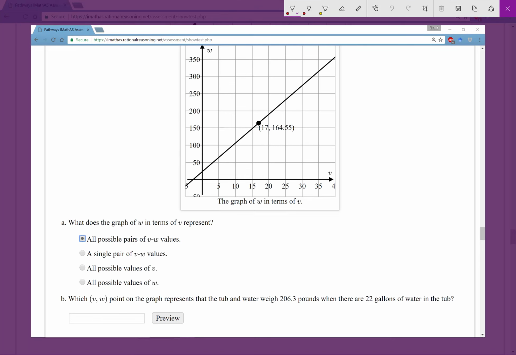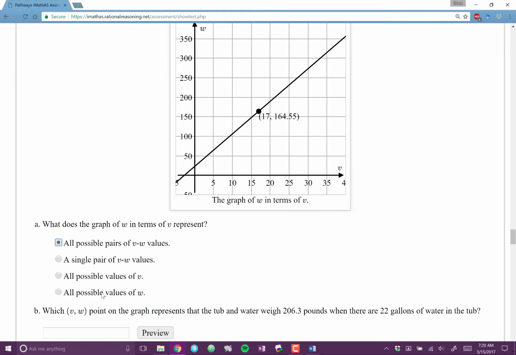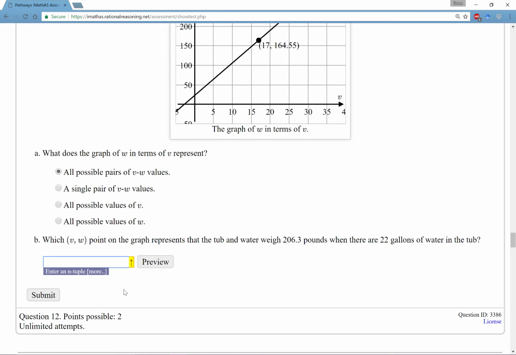Now again, if we look at the weight of tub and water weigh 206.3 pounds, this means W equals 206.3. And if there are 22 gallons of water in the tub, this is V equals 22. So the V, W point that represents this information is (22, 206.3). So (22, 206.3).